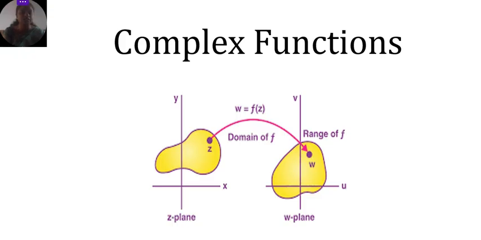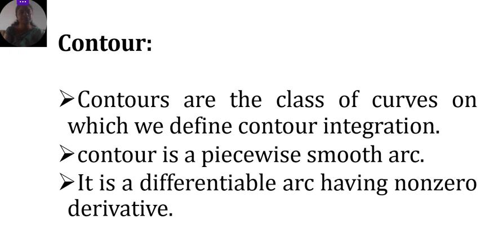Next, complex functions. A complex function is very similar to our real valued function. In a complex function, it maps a complex variable in the z plane to another complex variable in the w plane. You just look at here. Here the point z is mapped onto the point w. Okay. Next we'll see what we mean by contour.